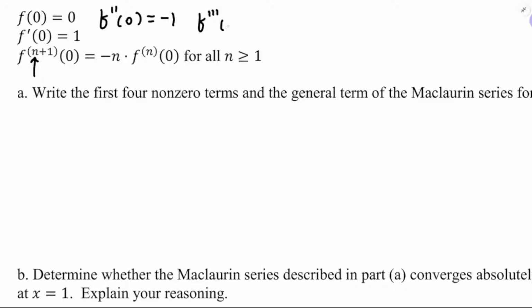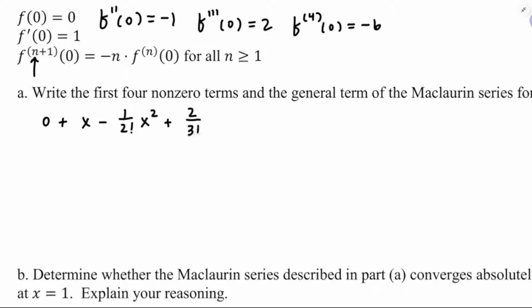F triple prime at 0 is going to equal, that's where n equals 2 back over there. So negative 2 times the previous derivative, so that would be positive 2. And then f's fourth derivative, which is what I'm going to need if I want the fourth degree Maclaurin polynomial, or the first 4 non-zero terms, I need all 4. At 0 is going to be where n equals 3, so negative 3 times the previous derivative would be negative 6. Okay, so the first 4 non-zero terms, so I'd have a 0, but then plus 1x. Okay, f double prime is negative 1, so minus 1 over 2 factorial x squared. Okay, f triple prime was 2. We would divide by 3 factorial x to the 3, plus f's fourth derivative divided by 4 factorial x to the 4.